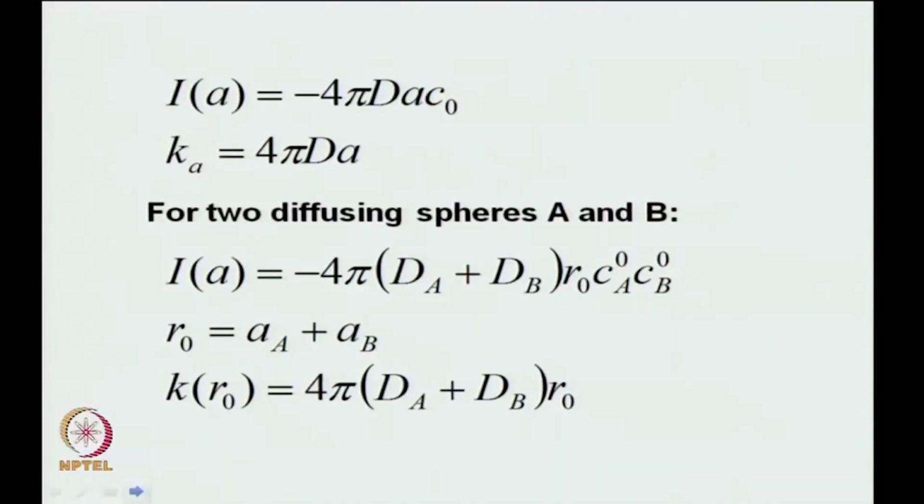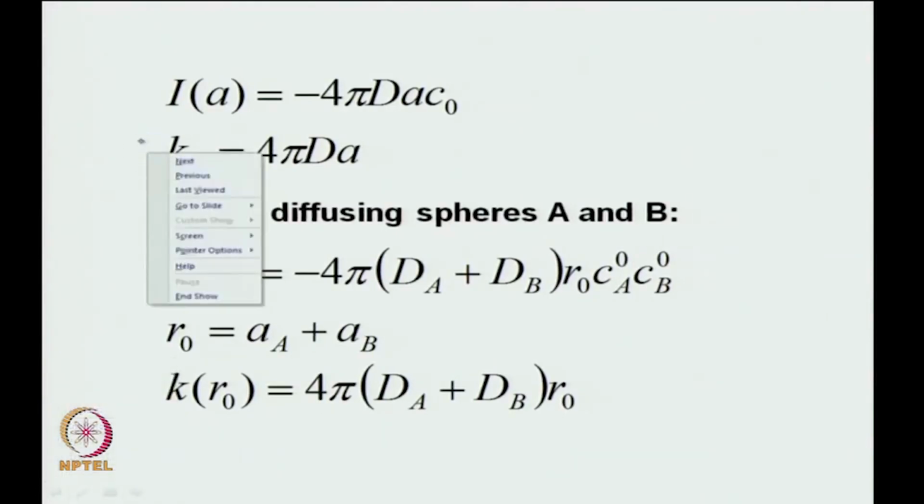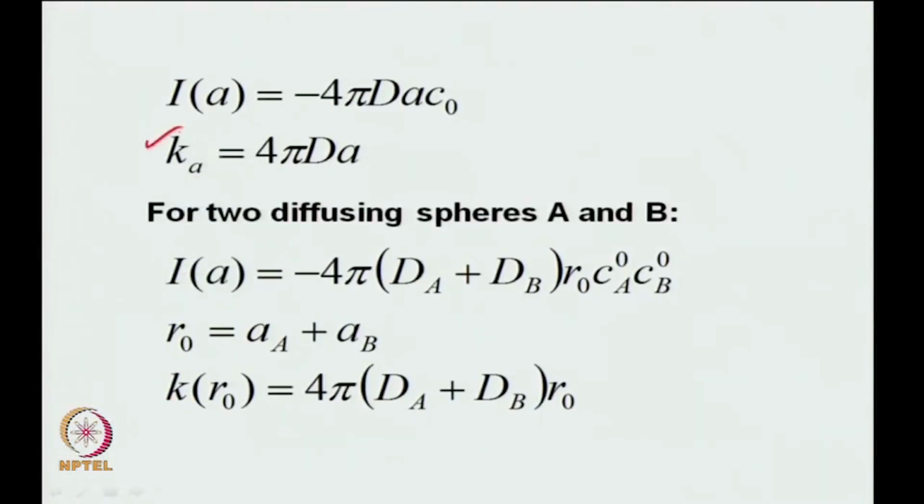That is what the negative sign is, and we defined this K of A, the diffusion controlled rate constant, which is equal to 4 pi D times A, where D is the diffusion coefficient and A is the radius of the sphere that we were assuming.